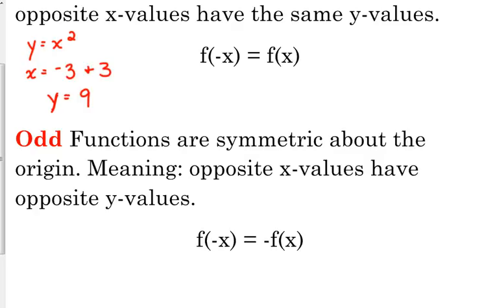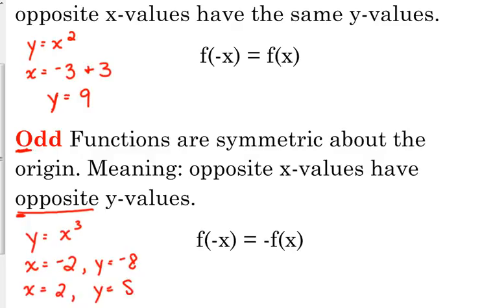But in this case, for odd functions, opposite x values have opposite y values. The O's go together, odd, opposite. So an example of an odd function is y equals x cubed. When x is negative 2, the y value is negative 8. And when x is positive 2, the y value is positive 8, the same number, just opposite signs.